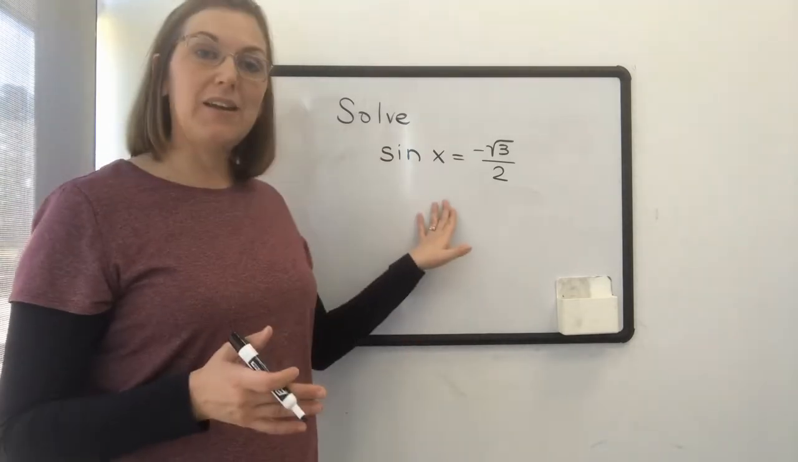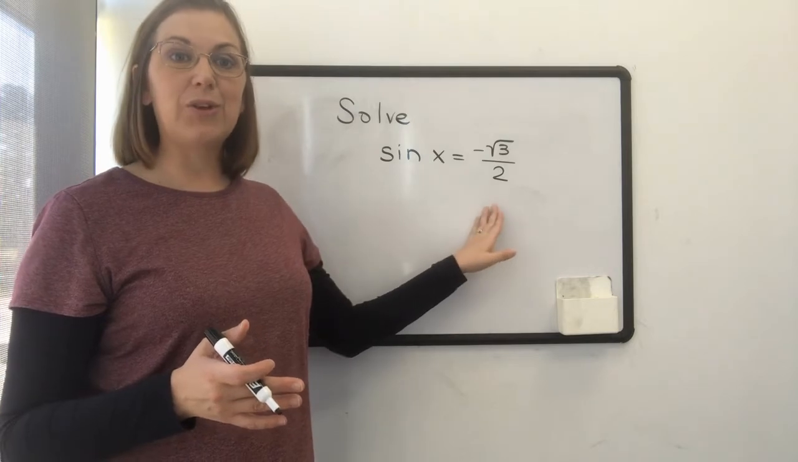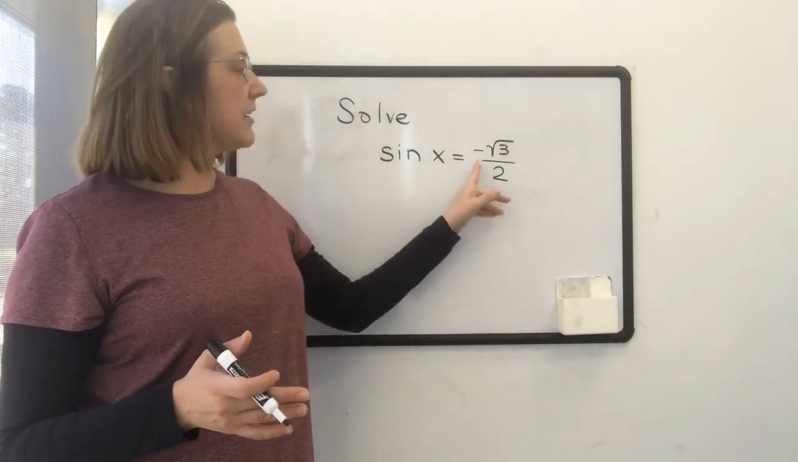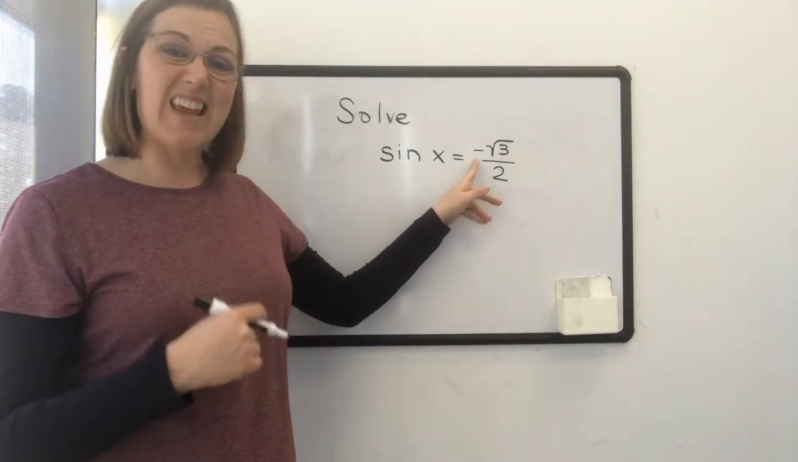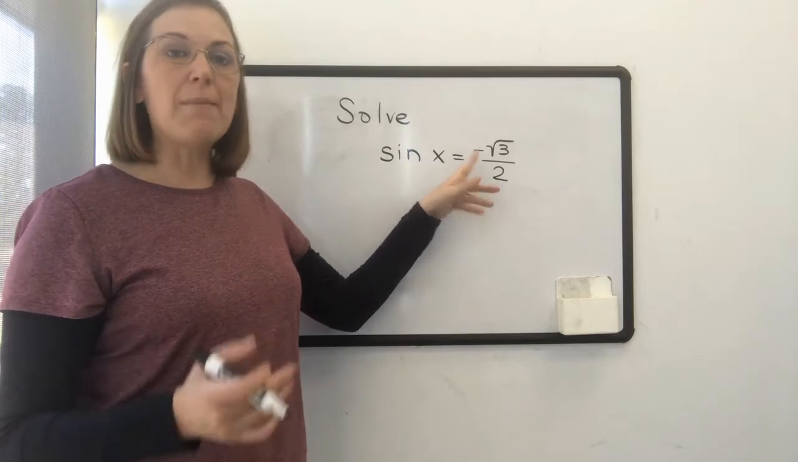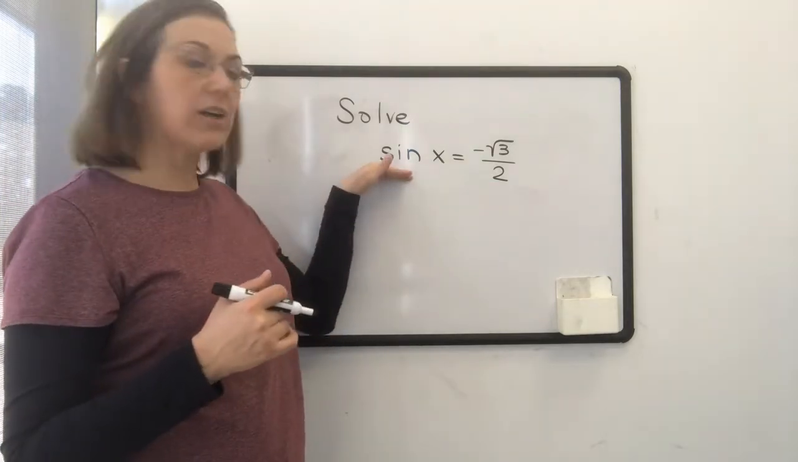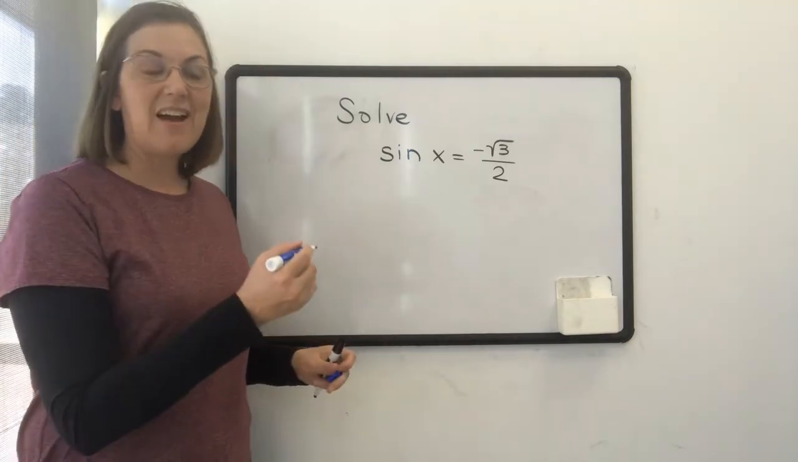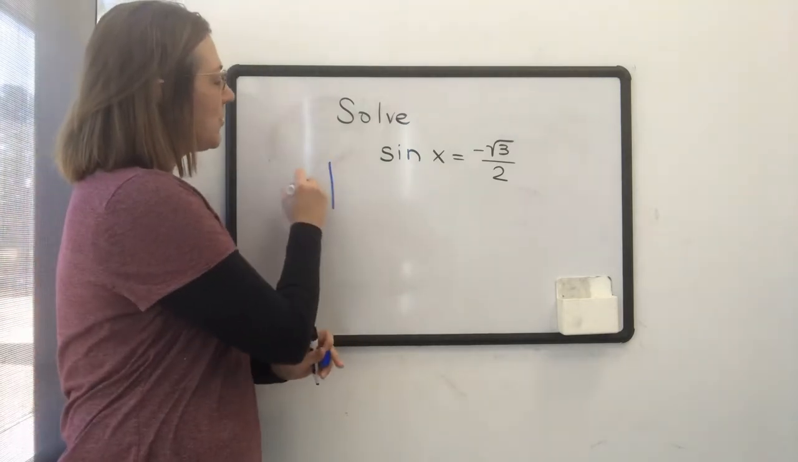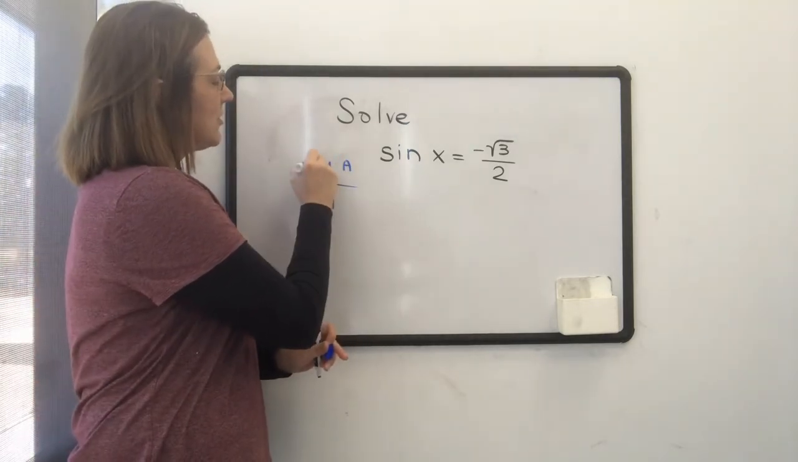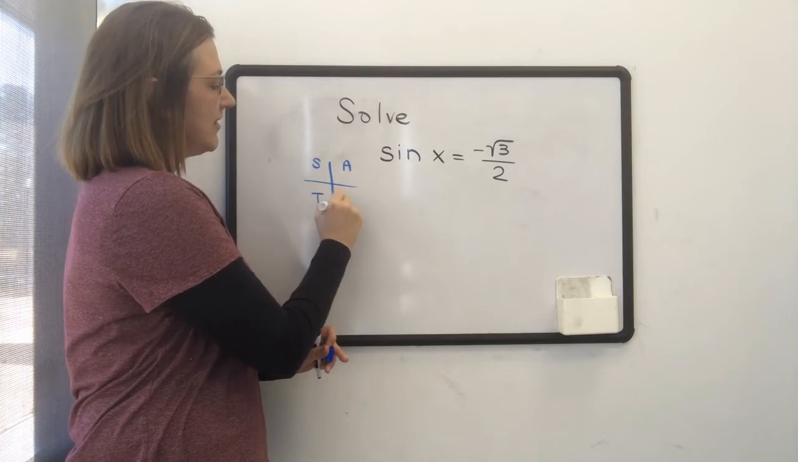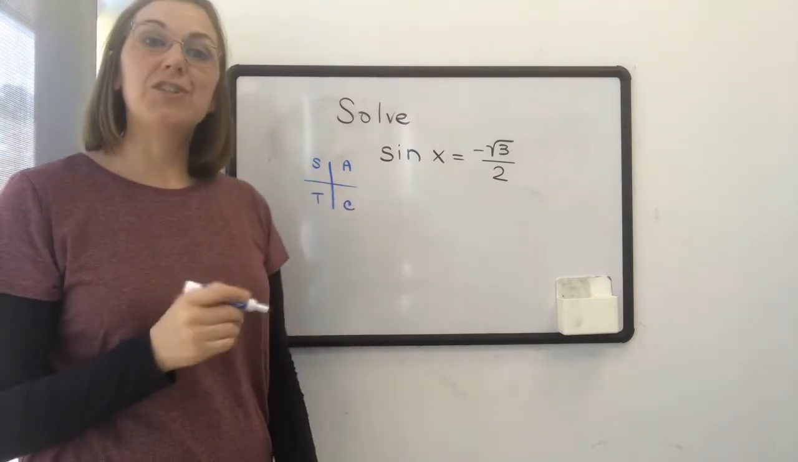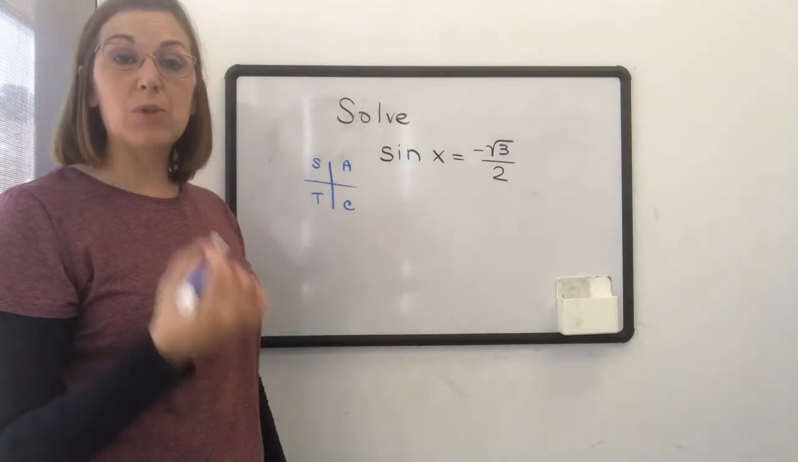So when I look at an equation such as this, I look at the value and I look at its sign. In this case, it is negative. So I'm asking myself, what quadrants is sine negative in? I like my students to remember that all students take calculus. And that's just an acronym to help them to remember the quadrants.